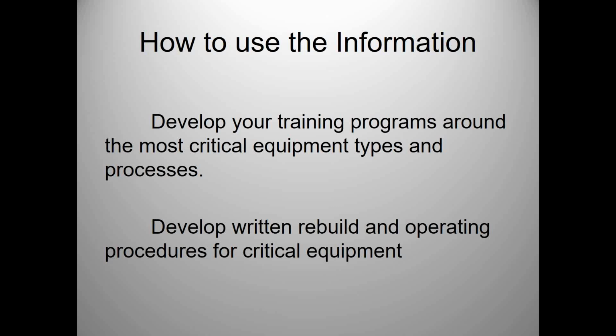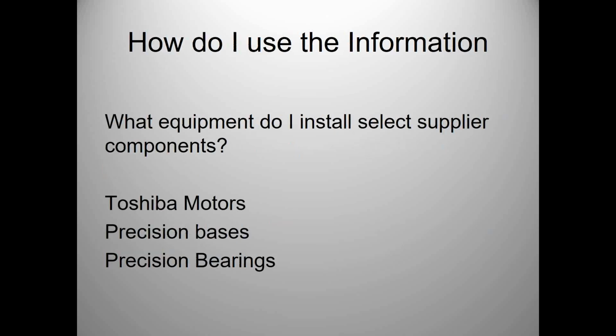How do we maintain it effectively? How do we operate it? Do we need to have operating procedures for some of those critical items? If you go to the military, they have operating procedures for everything. We don't really need that in most of our plants, but on our critical equipment, we need good maintenance procedures, written maintenance procedures. We need good written operating procedures. Very important. What about what equipment am I going to use select suppliers?